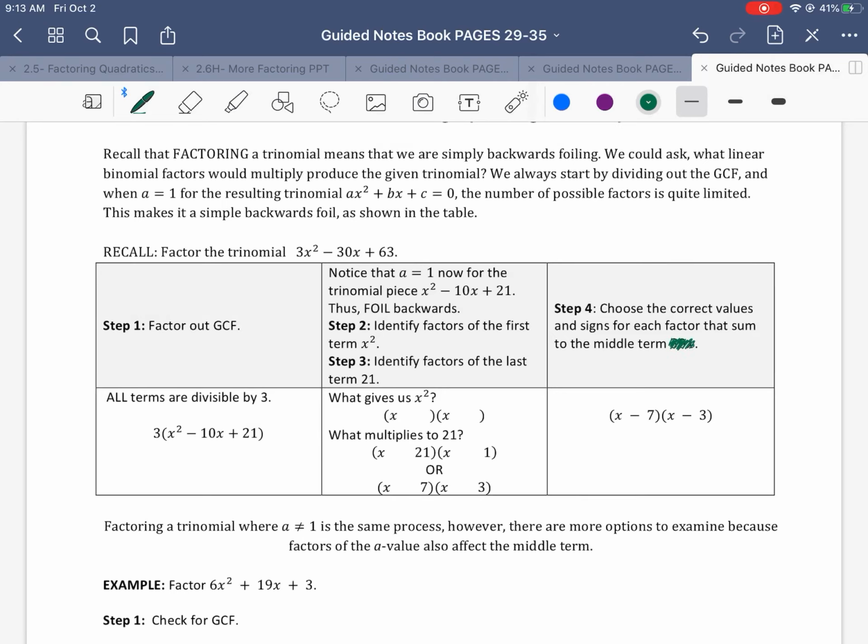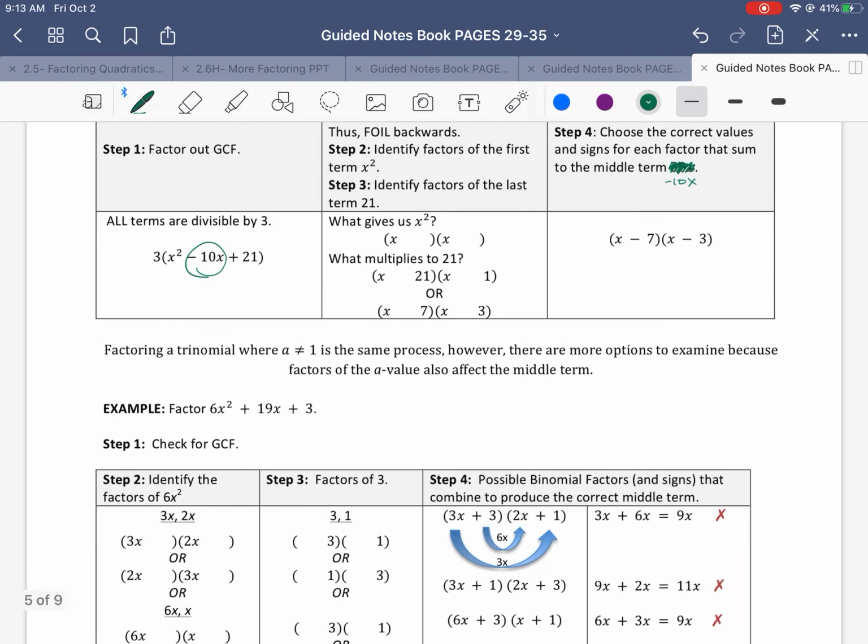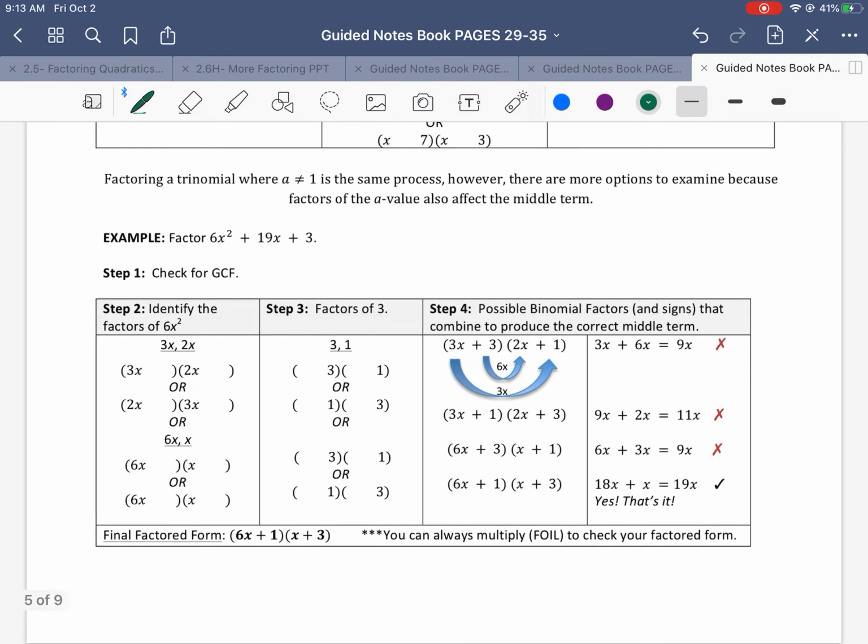Now there is a little typo. Once you take out the greatest common factor, we should be looking at this negative 10x when we're looking at that. So fix that typo.